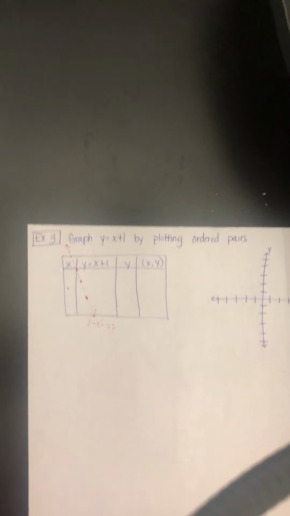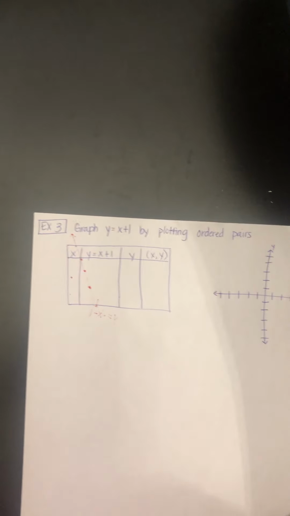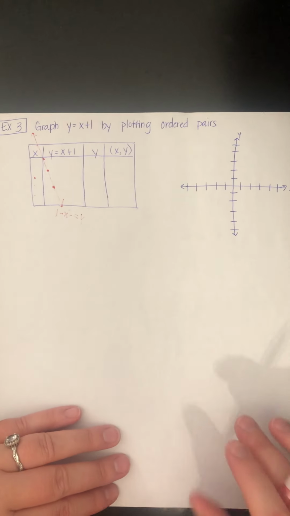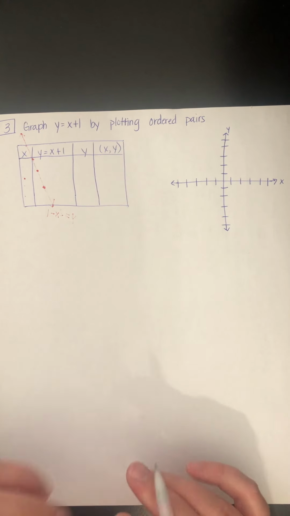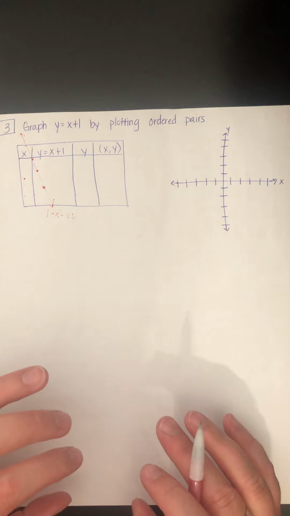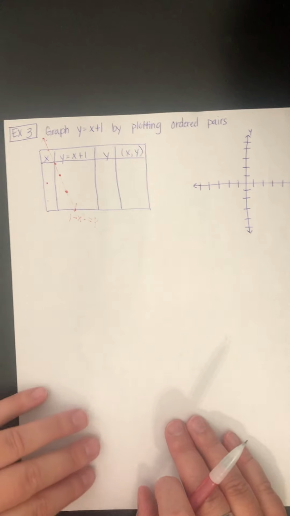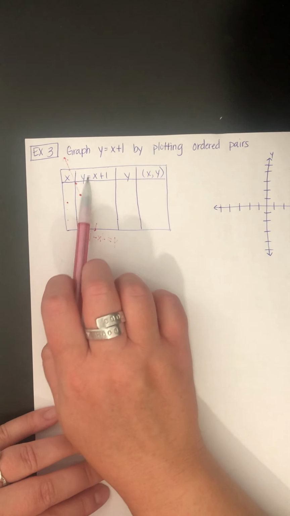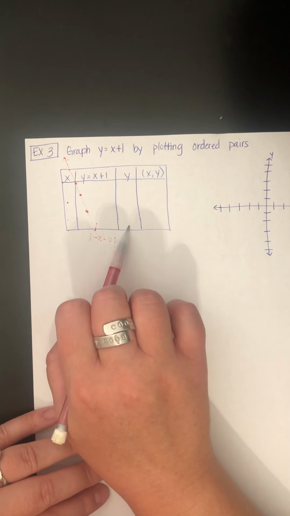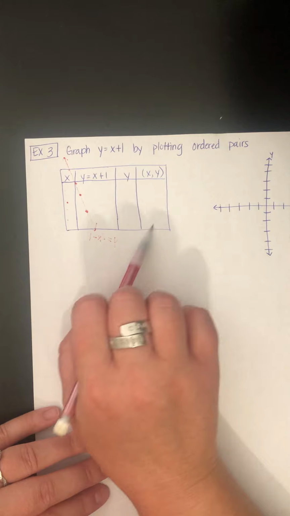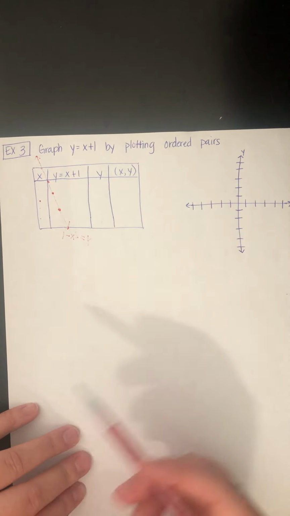Let's look at our last example. I'm going to pull this up a little bit. Our last example says, graph y equals x plus 1 by plotting ordered pairs. So this is doing everything that we did in our last one, but now you actually have to graph it, okay? And I showed you before how the graphing went, so I think this one will make a little bit more sense. Now you've done a couple of them. This is our equation, y equals x plus 1. We have to put some numbers in for x, and we'll get answers for y, and we'll be able to have our ordered pairs to graph our line.